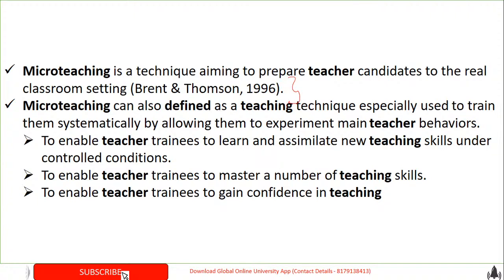So basically, those who are all taking the teacher training, that is B.Ed and D.Ed courses, they know these things very well. Micro teaching is also defined as a teaching technique specially used to train teachers systematically by allowing them to experiment main teacher behaviors. And the objectives behind this is to enable the teacher trainees to learn and assimilate new teaching skills, to enable teacher trainee to master number of teaching skills, like for example blackboard teaching or controlling the class management, maintaining the discipline, using teaching aids. Then to enable teacher trainee to gain confidence in teaching. So these are the basic things which are very, very important when we talk about the teacher, that is teaching at micro level.